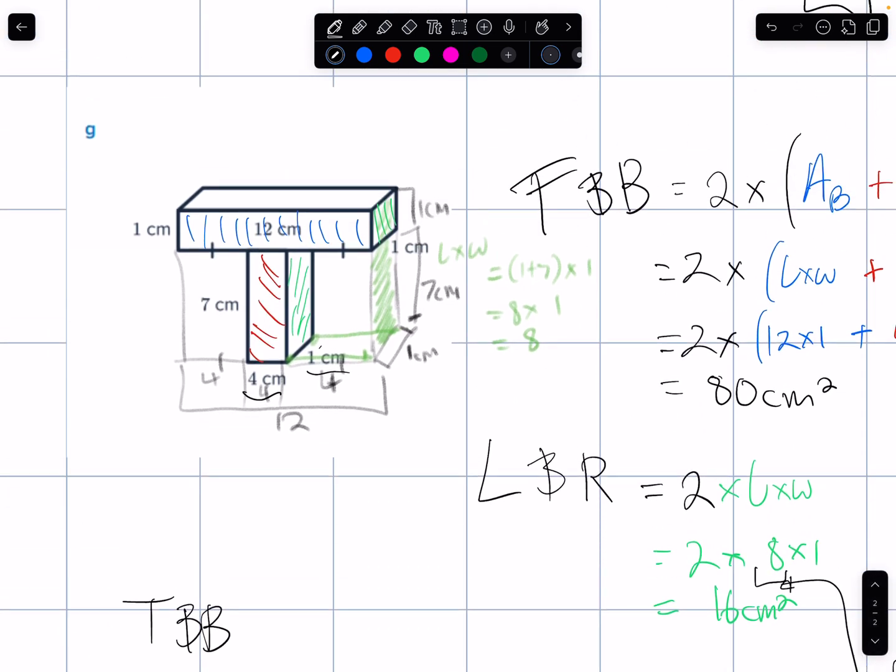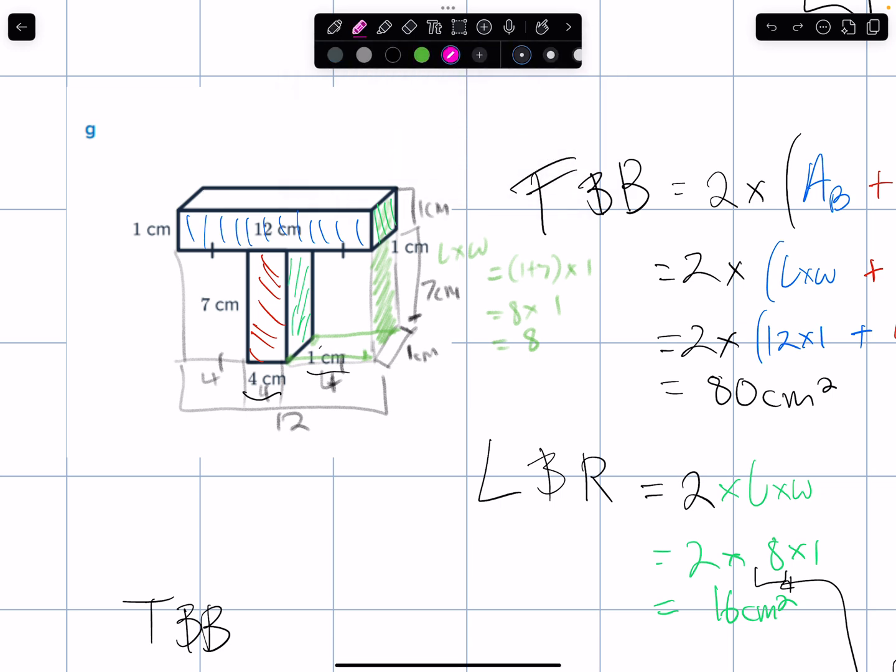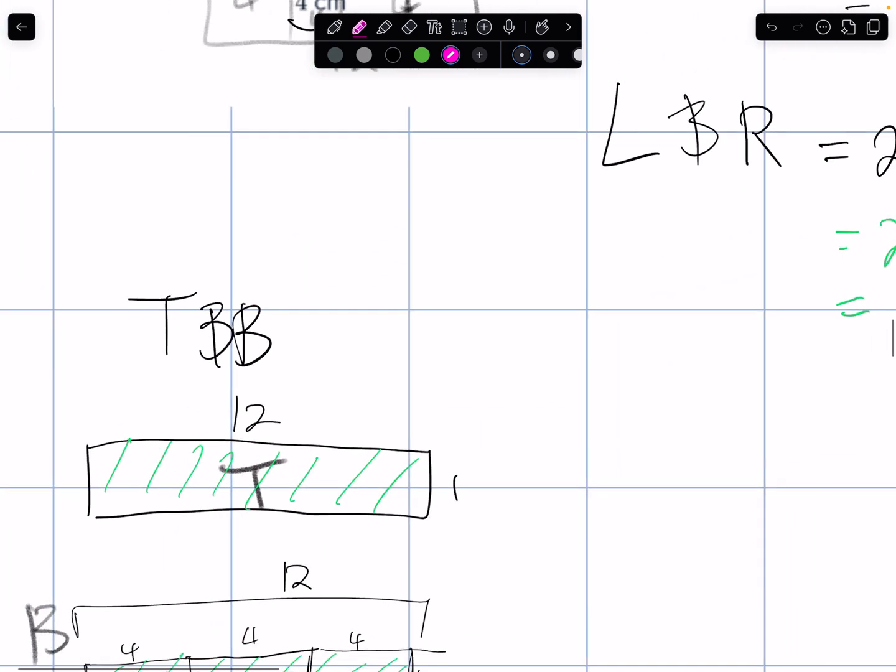Because when you look at the top, this pencil's so nice to draw with. Drawing with the iPad is a lot of fun. You have this here. Now, if you look at it from a front-on view, that looks like this. I'll draw it in this color too. Looks like that, right? A 12 by 1 rectangle.